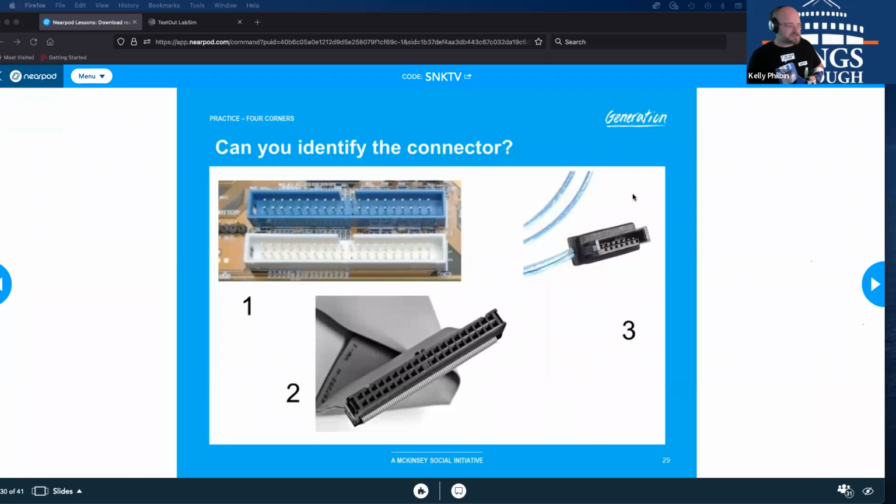This one's a little complicated because it's an external connector. It's not an internal.